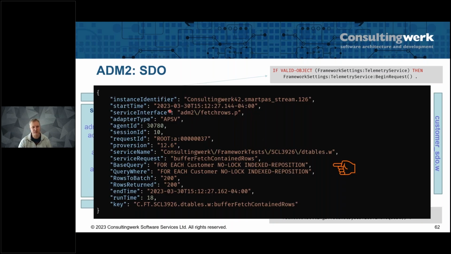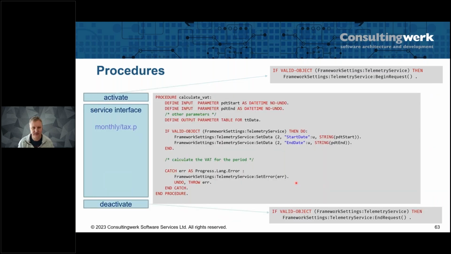So the service interface we know is fetchRows, it's an APSV client. The service name is dtables.w, the SDO name. BufferFetchContainedRows is the thing. Here's the query we're going to do. Here's how many rows we want. Here's how many rows we got. Here's how long it took, and here's a key for it. If we were able to call this from a web client, which we may be able to, we could then aggregate on that. So that's instrumentation on ADM2.